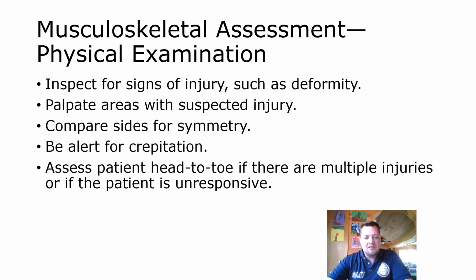So for our physical exam, we're going to inspect for signs of injury, such as deformity. We're going to palpate areas with suspected injury with caution, because we can cause pain when we palpate. Compare sides for symmetry. So we're going to look at the left arm. If it's injured, then we're going to look at the right arm and compare them, and see if there's any kind of symmetry going on or asymmetry.